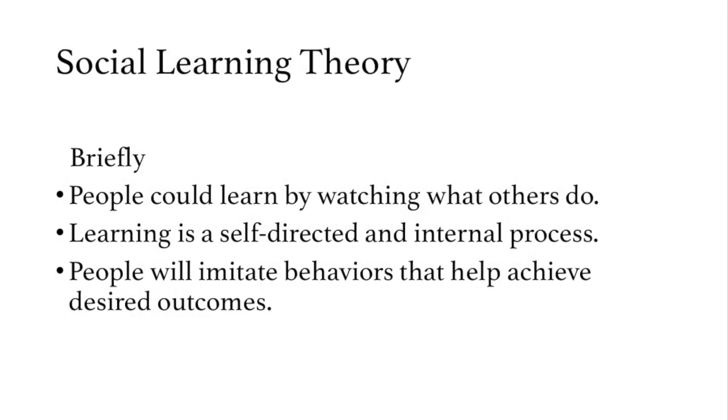Briefly, the idea of social learning theory contains 3 points. People could learn by watching what others do. Learning is a self-directed and internal process. People will imitate behaviors that help achieve desired outcomes. So what's the meaning of help achieve desired outcomes?